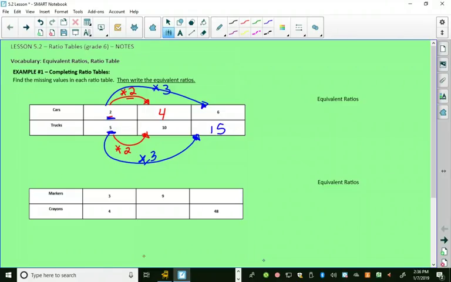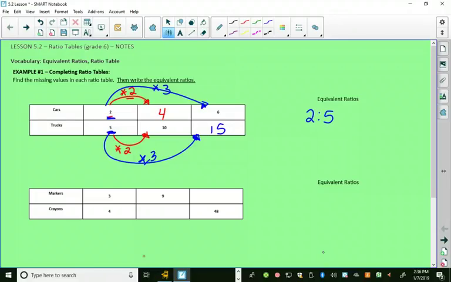And then we're asked to write equivalent ratios. So I have to write at least 2 ratios from this table that are equivalent. And because cars is on top, that's going to be my first comparison. And so I'm going to write a ratio from this table. I can pick the first ratio, the first column there, and say there's 2 cars for every 5 trucks. So the ratio would be 2 to 5. That is one ratio from this table.